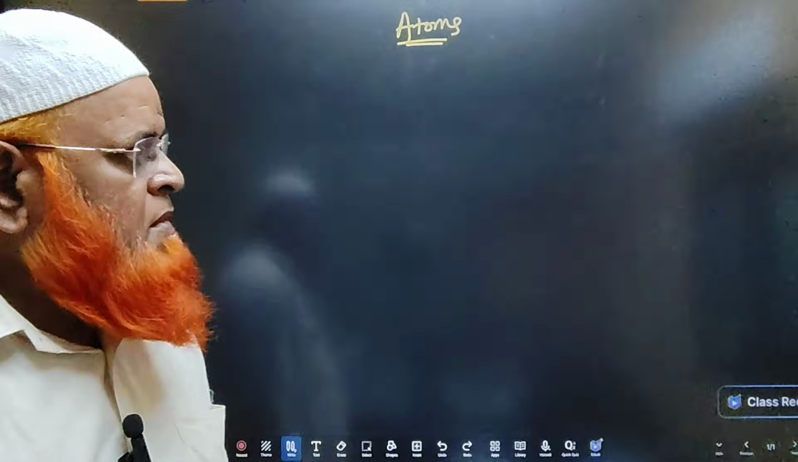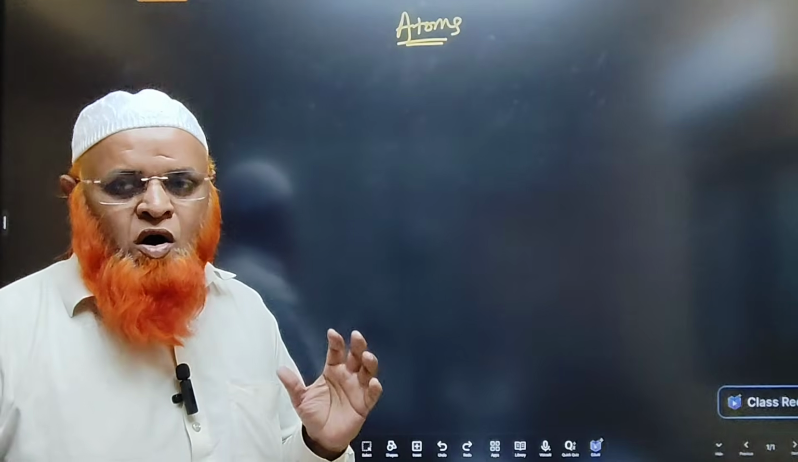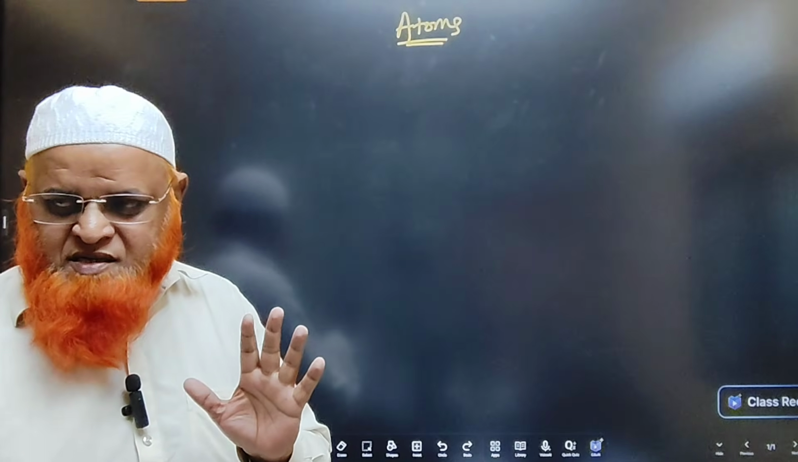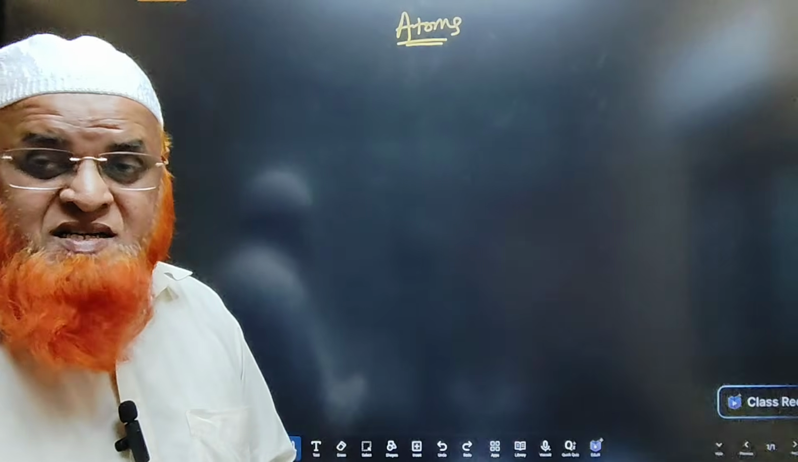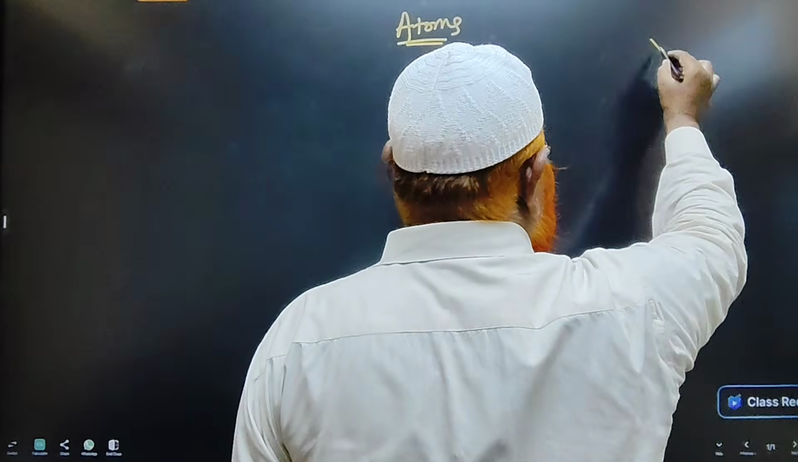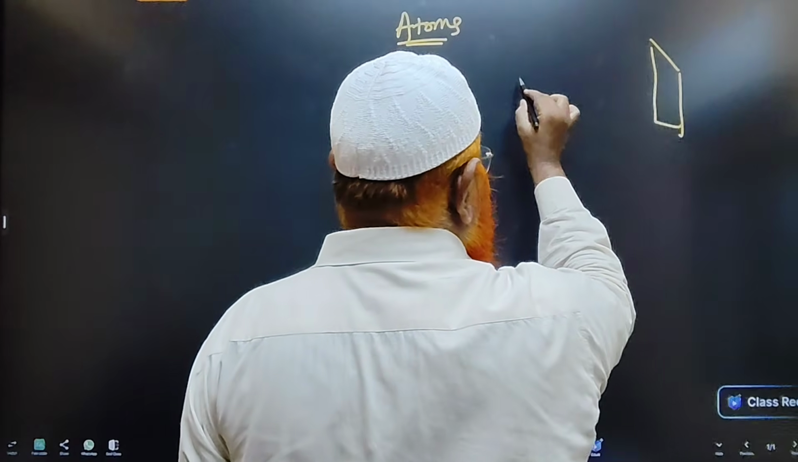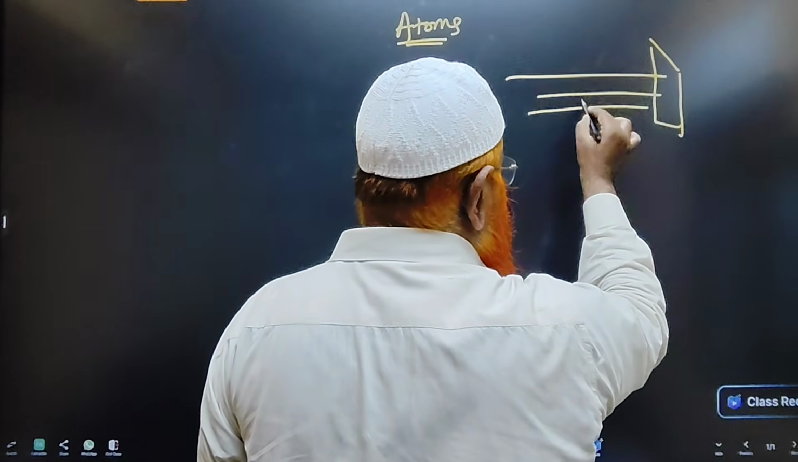See, in this chapter called atoms, here we do the alpha scattering experiment. What we do? We do the alpha scattering experiment, and this experiment is done on gold foil. Why do we use gold foil only? See here, if we take a gold foil and pass alpha particles through it.